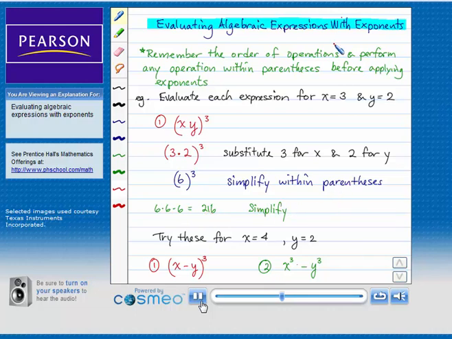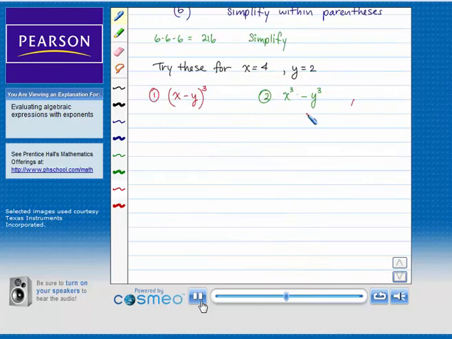Alright? That should be fairly straightforward, don't you think? Well, go ahead and try a couple on your own then. Let's let x equal 4 and y equal 2. And I've given you a couple of different expressions. So see if you can evaluate each of those on your own, and then when you're ready, hit continue and I'll check the results with you.